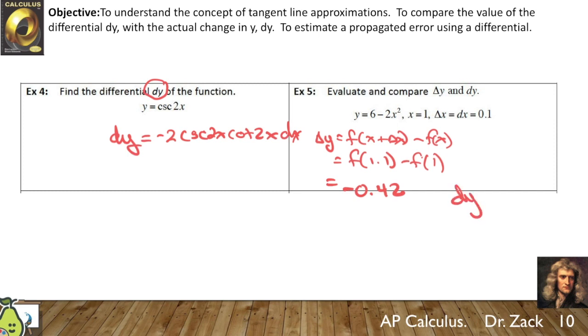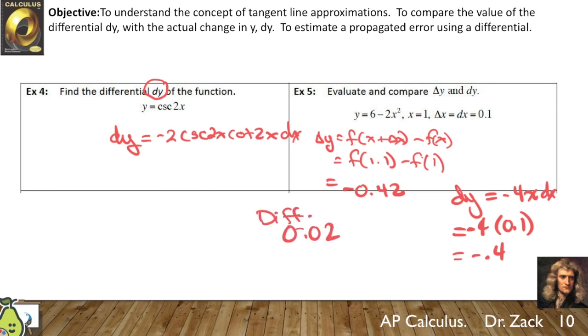dy is the differential of y. That will equal -4x dx. So when we substitute, that gives us -4 times 1 times 0.1, and that is -0.4. So the difference between your delta y and your dy is going to be 0.02. That is your difference.